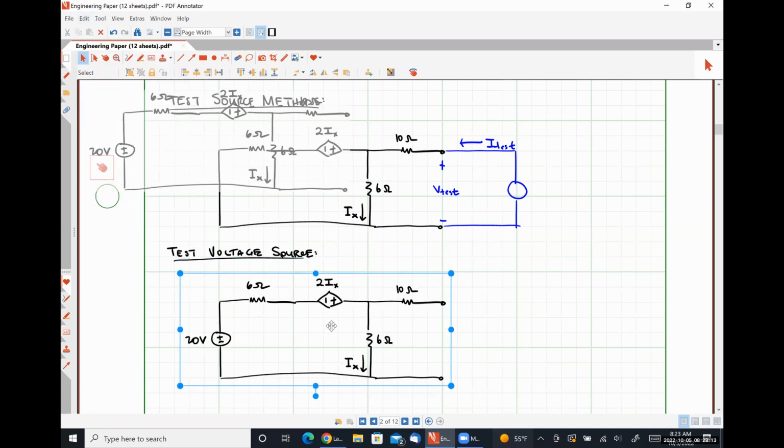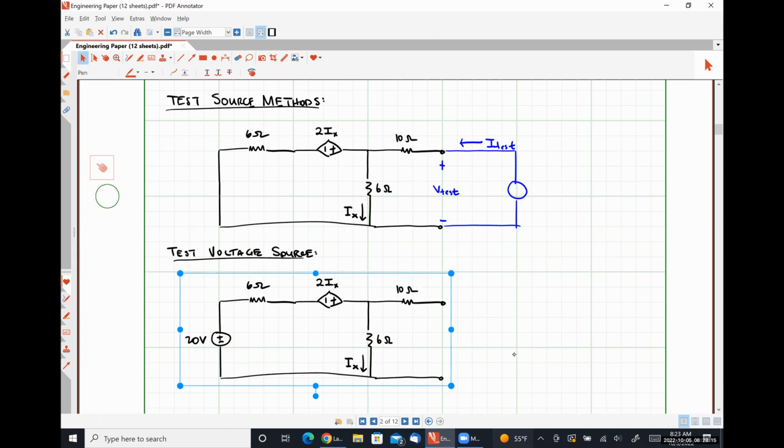So I'm taking my network of interest, turning off my 20-volt source. That's one thing that I want to be very, very clear about. In order to apply the test source method, we have to start with a dead network, okay?